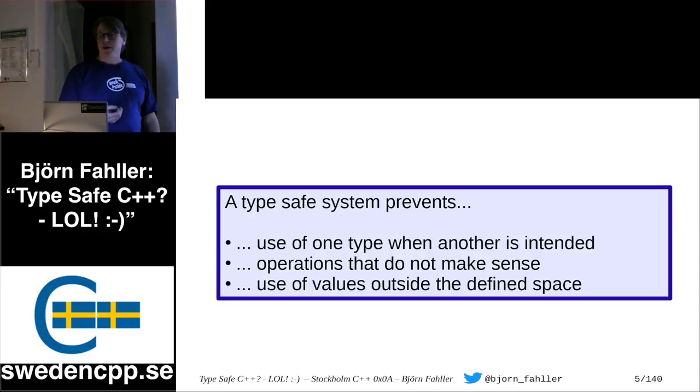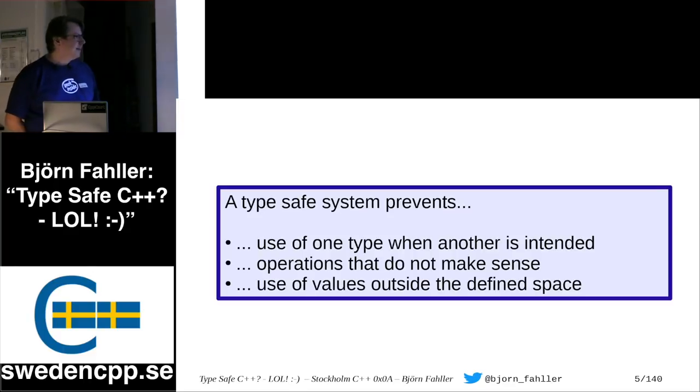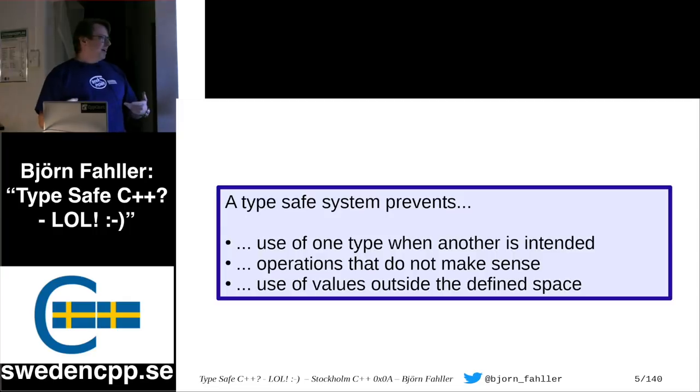Anyone familiar with the POSIX APIs? Yeah? Which operations make sense to make on a file descriptor? Yeah. Open and close, yeah. Multiply. Square root. Okay. But a file descriptor is represented by an integer, so of course you can add them for whatever good that would do. So that's obviously a case of an API where that allows operations that don't make any sense whatsoever.